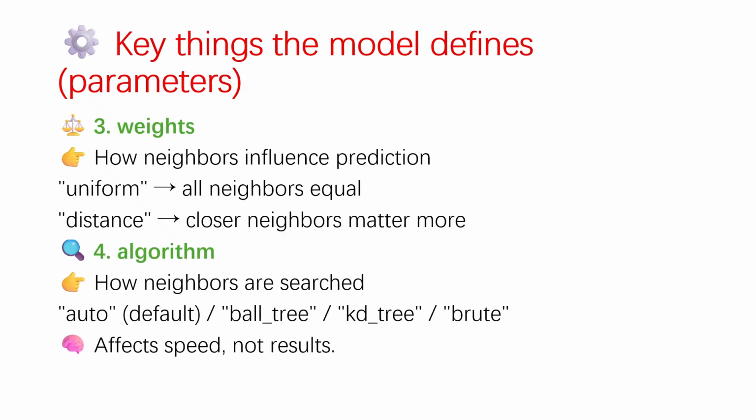Weights. This controls how each neighbor influences the prediction. With uniform, all neighbors are treated equally. With distance, closer neighbors have more influence, which often gives more accurate results. Next, the algorithm. This determines how neighbors are searched. Options include auto, ball tree, KD tree, and brute force. The key point is that this mainly affects speed, not the final prediction. So weights control influence, and algorithm controls efficiency.